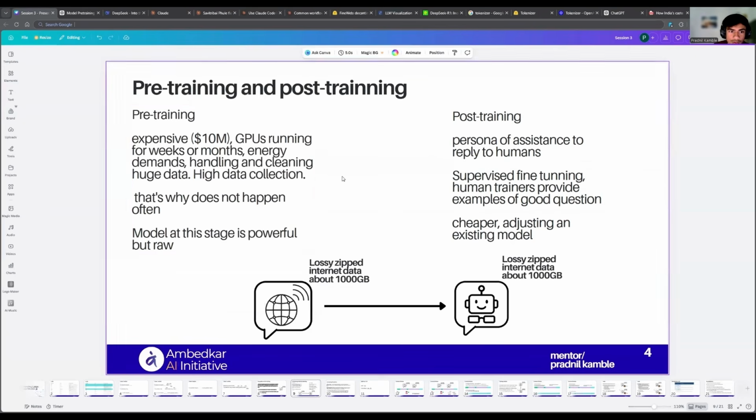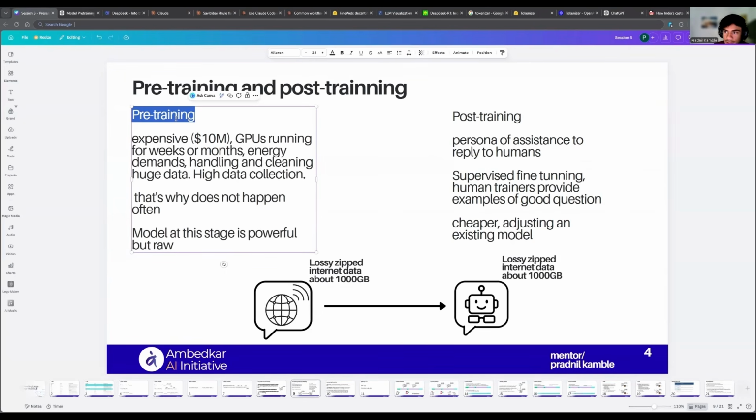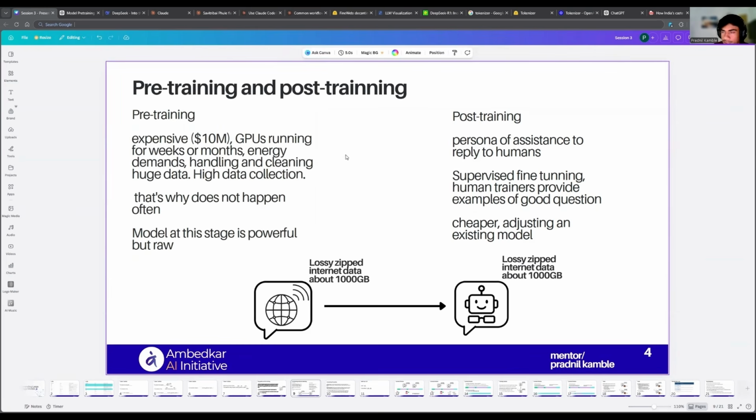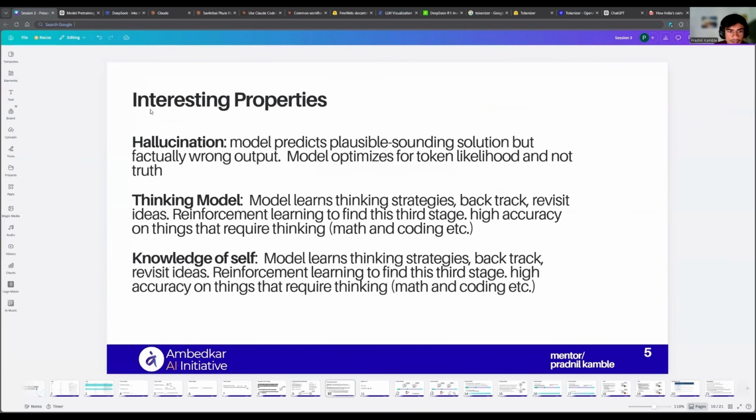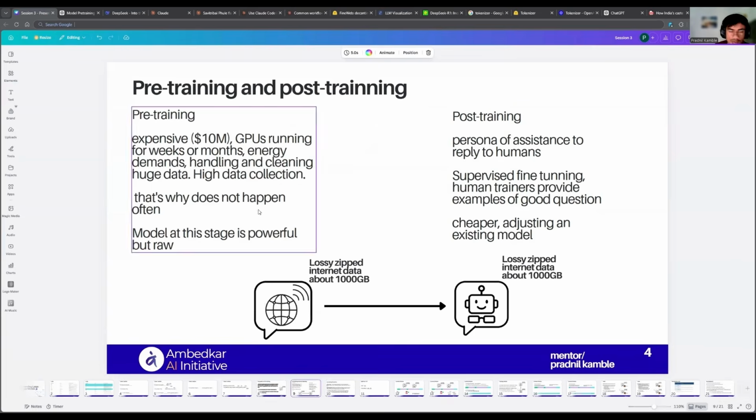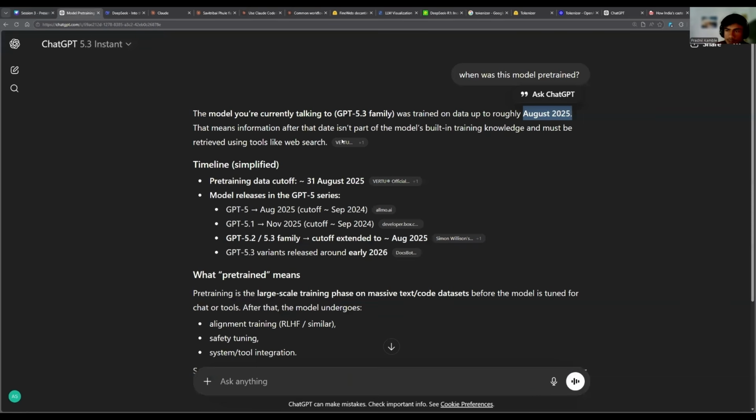And why is that so? Because pre-training is expensive, so not everyone does it often. You do it twice a year, maybe. And this was done last year. And maybe that's why it doesn't really have knowledge of the current scenario that's happening.